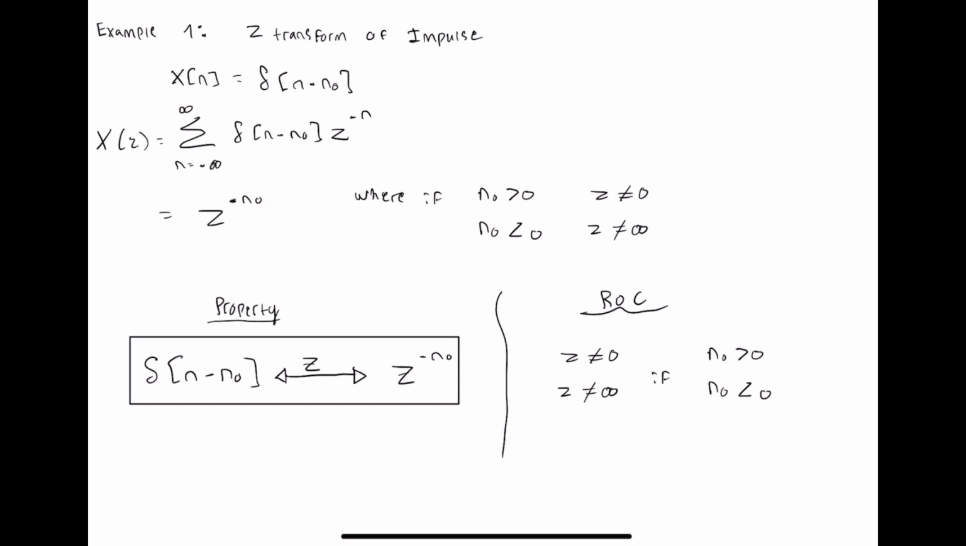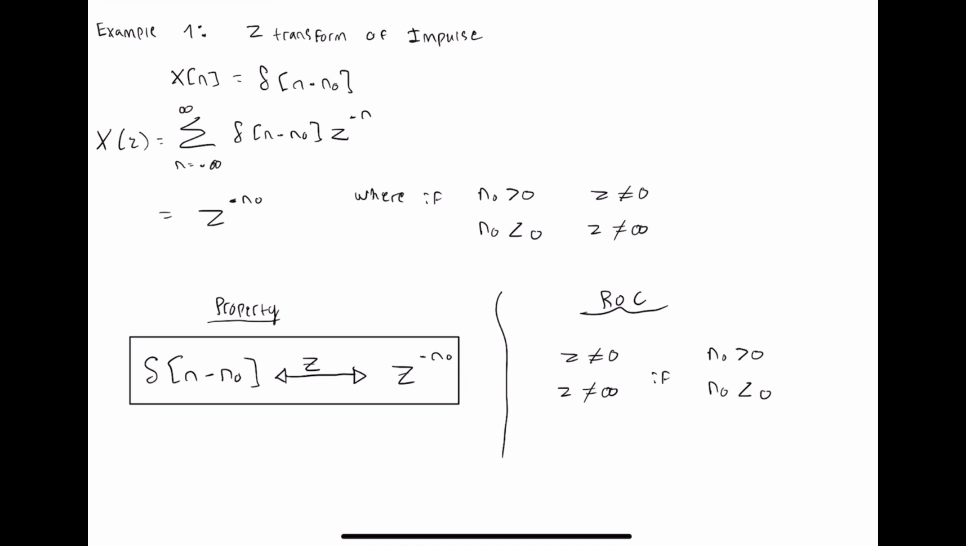And so when we look at when this term exists, we look at two different cases, when n naught is a positive value and when n naught is a negative value. When n naught is a positive value, then we know that this term becomes z to the negative n naught, or 1 over z to the n naught, and we know that z cannot equal 0 because 1 over 0 is an undefined value. Similarly, if n naught is a negative value, then we'll have a term z to the n naught, and that will not exist for when z equals infinity.